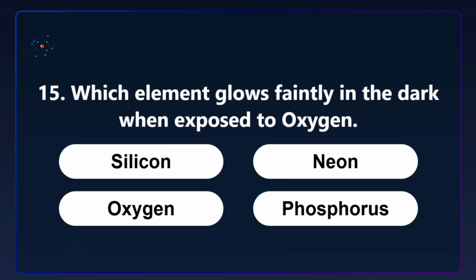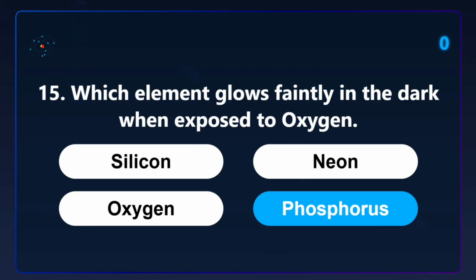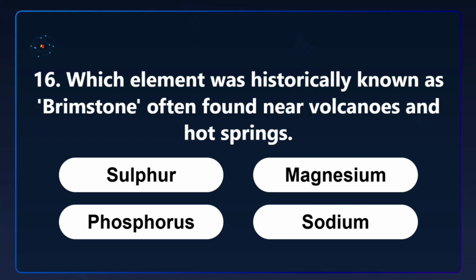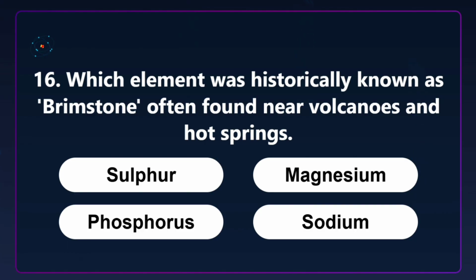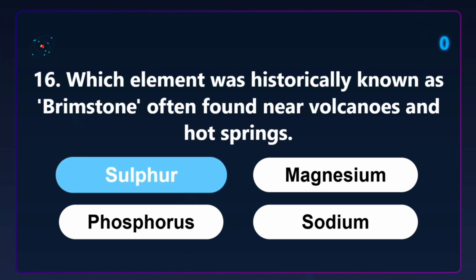Question 15. Which element glows faintly in the dark when exposed to oxygen? The answer is phosphorus. Question 16. Which element was historically known as brimstone, often found near volcanoes and hot springs? The answer is sulfur.